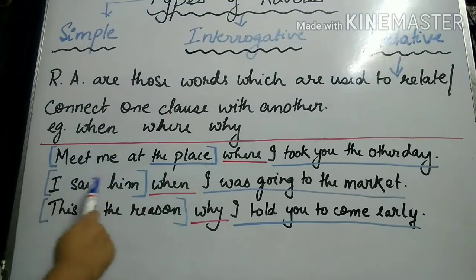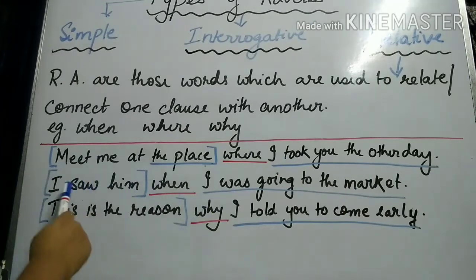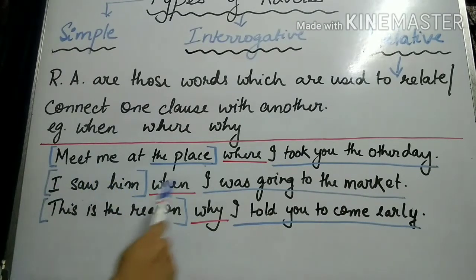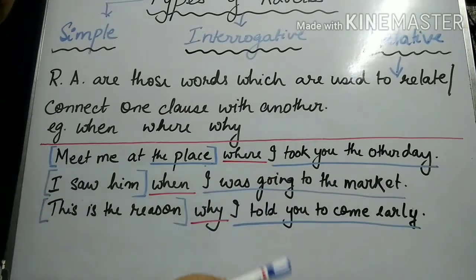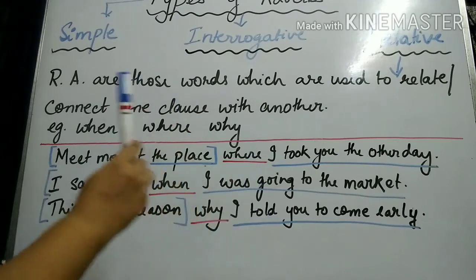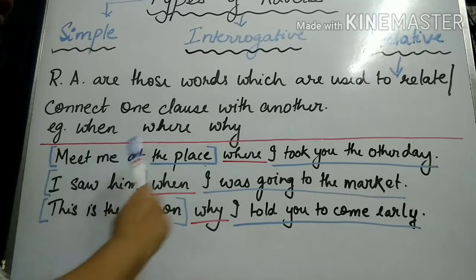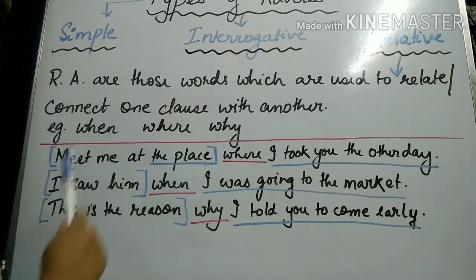In the second example, I saw him, I was going to the market. So there are two actions which were happening. I saw him is one action. This is one clause. I was going to the market is the other clause. So the word when is connecting the time when I saw him to the time when I was going to the market. So this is relative adverb.